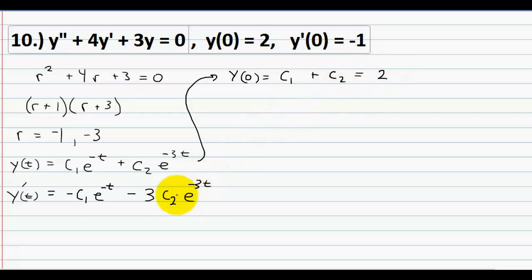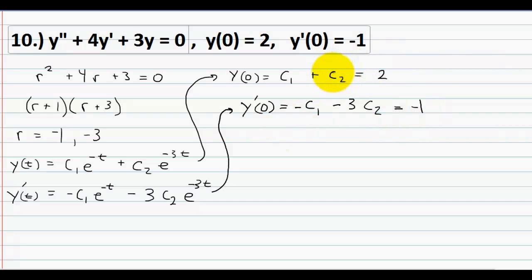And now I'm going to do the same thing here for the derivative of y. I'm going to plug that in right there. So I'm going to get the derivative of y, and when t is equal to 0, I'm going to plug in 0 for all my t's, so this e is going to go away, and this e is going to go away. It's just going to become a 1, because negative 3 times 0 is just 0, then e to the 0 is just 1. So this is just going to be negative c1. This one's going to be just negative 3c2.